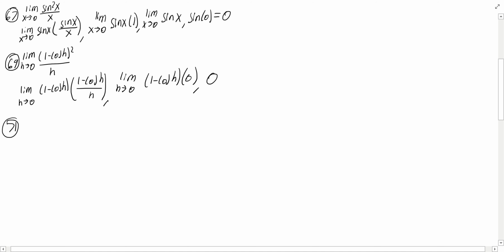So now we've got 71 that we have to do. In problem number 71, we're asked for the limit as x goes to pi over 2 of cosine of x over cotangent of x.